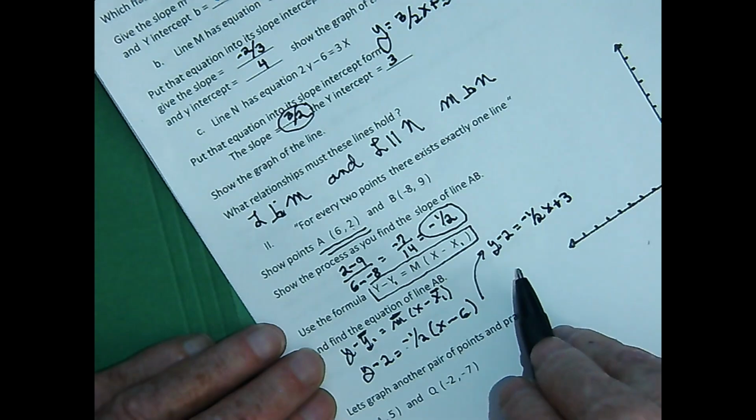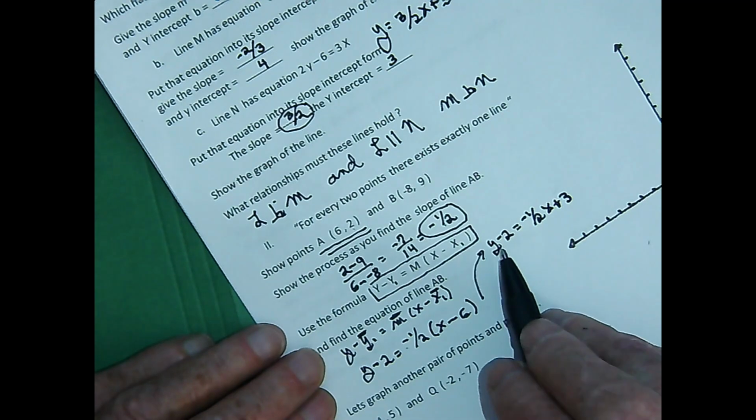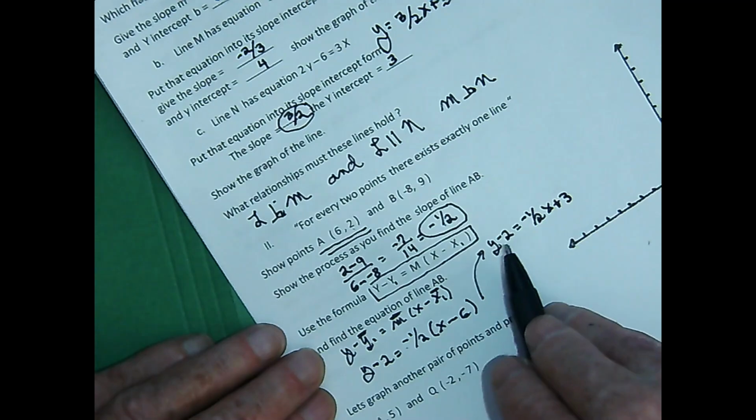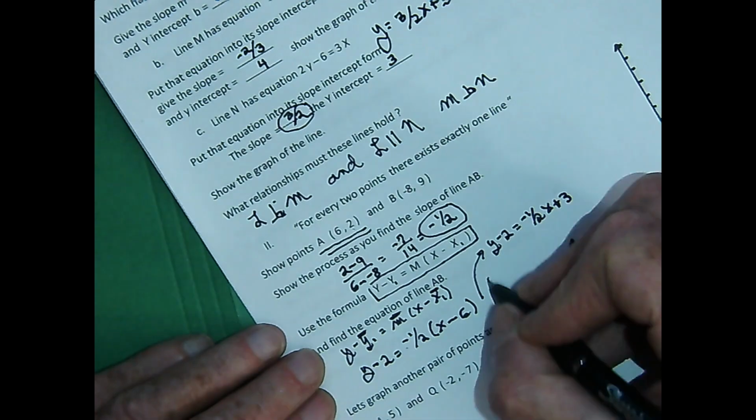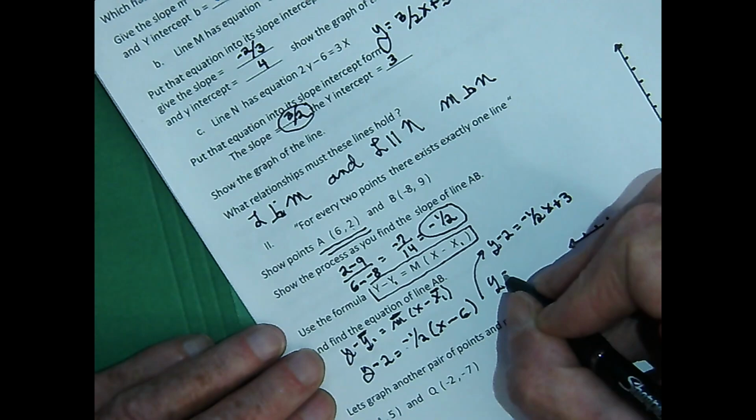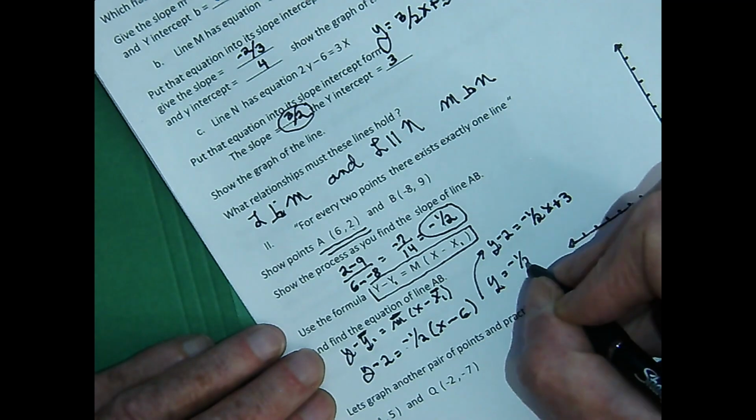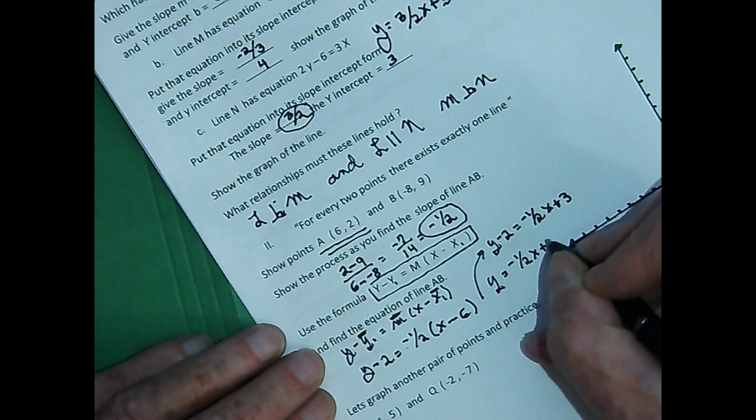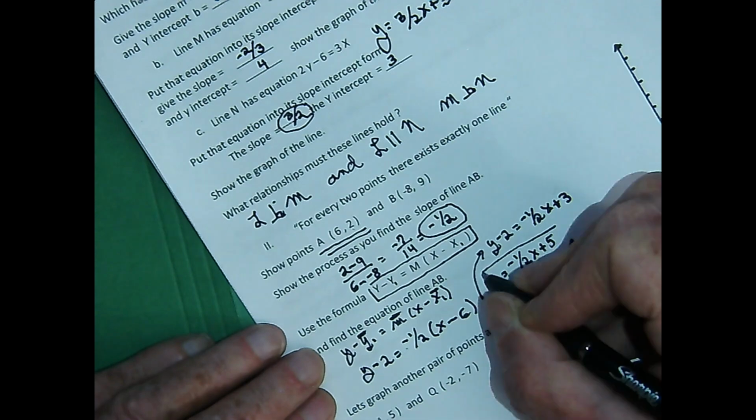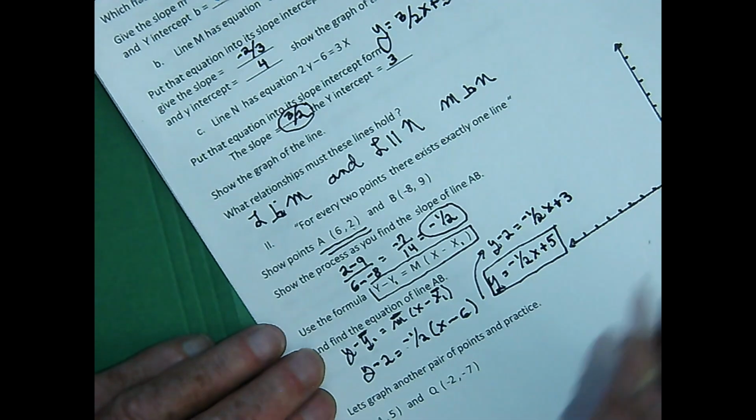As I seek to put this into its slope-intercept form, I'm going to isolate the y on the left-hand side. So I'm going to add 2 to both sides of this equation, and it becomes y equals negative 1/2 x plus 5. So now I'm going to graph that line.